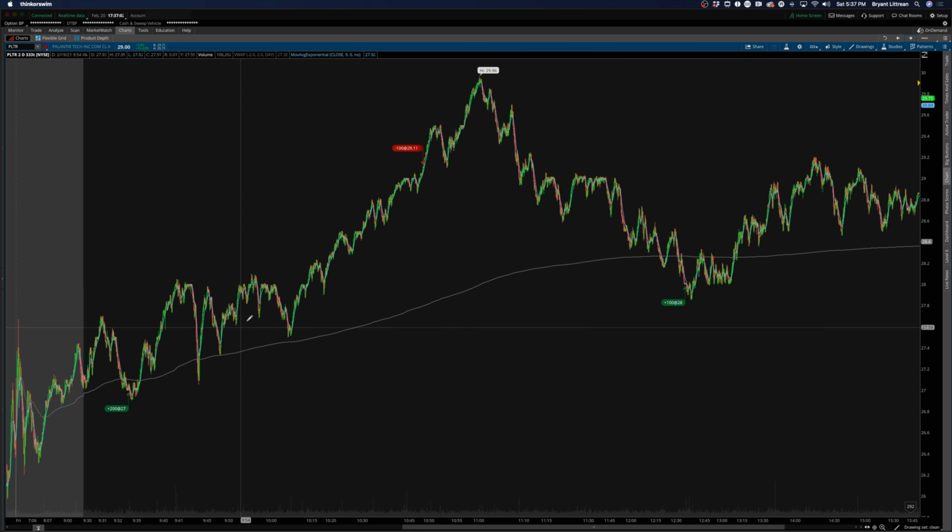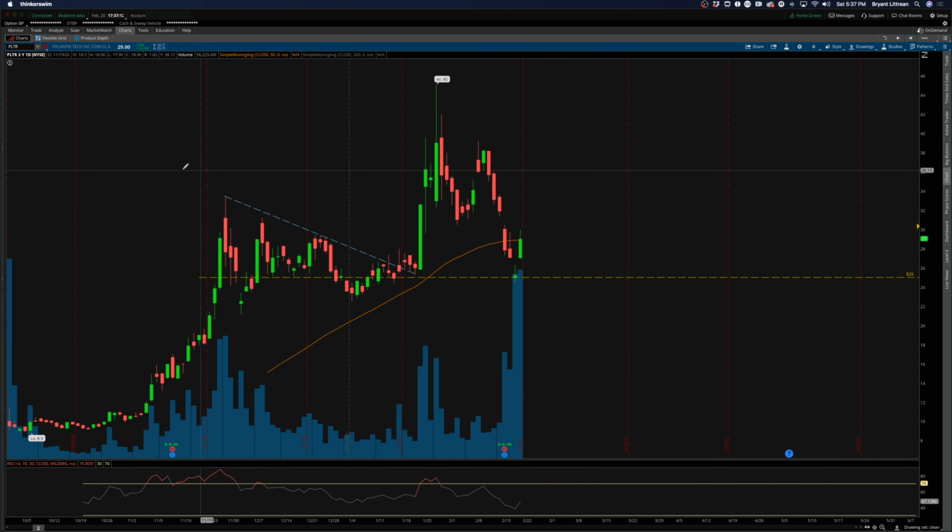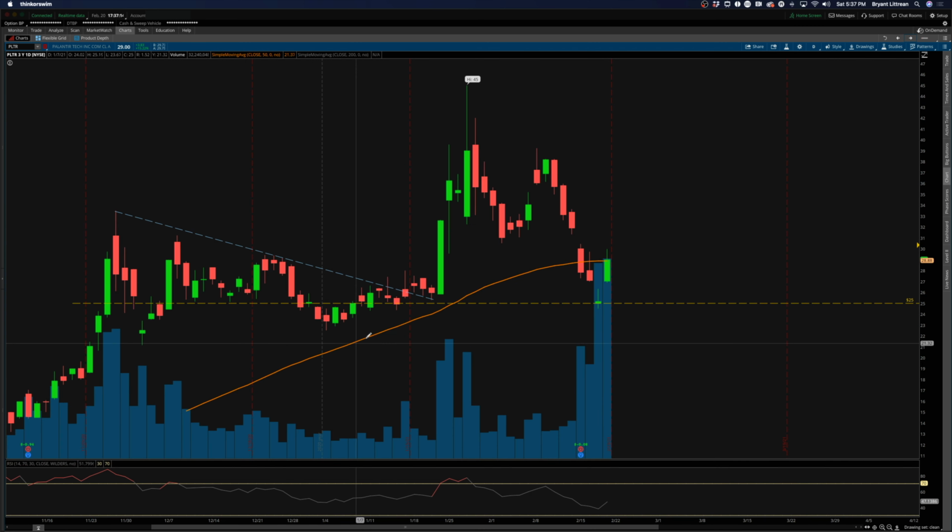Then as PLTR started running up, I decided to sell 100 shares at $29. Why did I sell at $29? If we jump to our daily time frame, keeping it pretty simple, this is the 50-day moving average. It was around roughly $29. I figured it was a good place to take off my momentum lot.